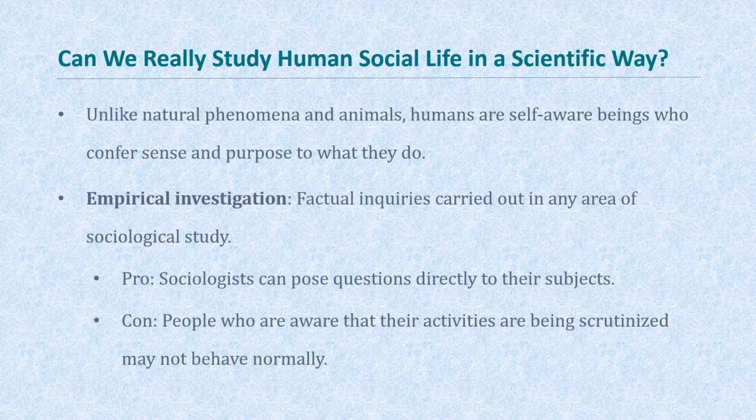Can we really study human social life in a scientific way? Well, unlike natural phenomena and animals, humans are self-aware beings who confer sense and purpose to what they do. Empirical investigation: these are factual inquiries carried out in any area of sociological study. One of the pros is that sociologists can pose questions directly to their subjects. One of the cons is that people who are aware that their activities are being scrutinized may not behave normally.